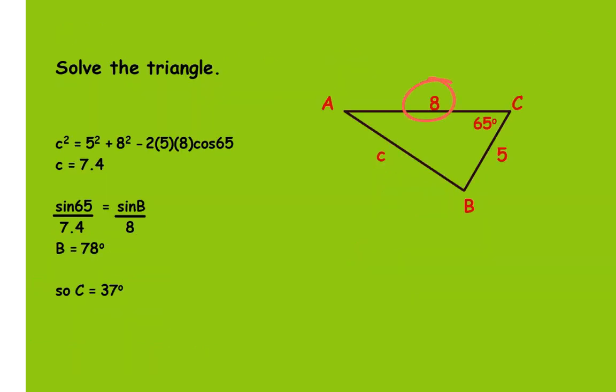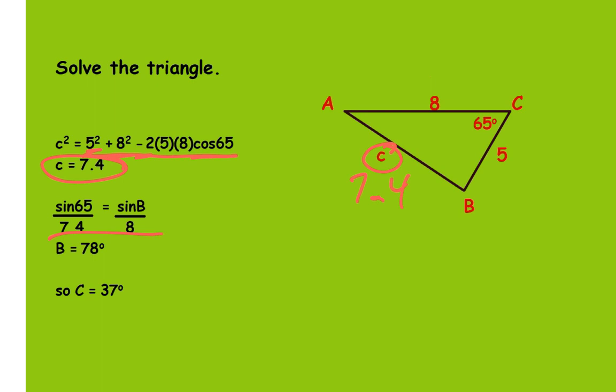Next setup, solving the triangle. I'm given side, angle, side, no complete pair. I have to use the law of cosines to start with. And this one's easier. I want side C. That's the side I have to start with, so I'll have a complete pair. So C squared equals 5 squared plus 8 squared minus 2 times 5 times 8 cosine of 65. Put it all in your calculator, you get C at 7.4.